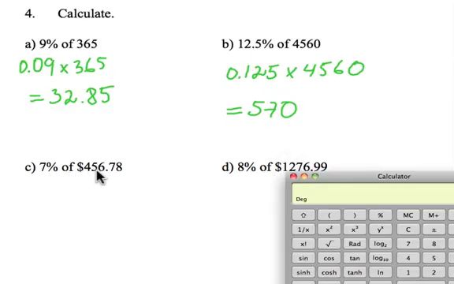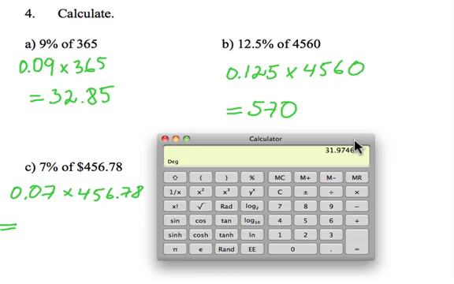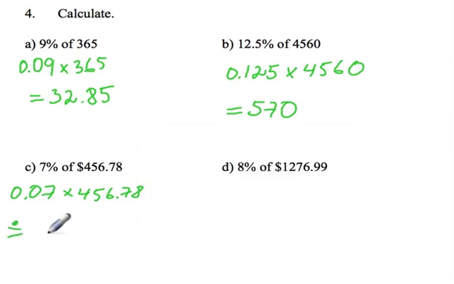7% of $456.78 we can calculate as 0.07 times 456.78 equals, and we get 31.9746. Since we're talking about dollars, we would round to two decimal places because we don't have less than 1 cent. So it's going to be 31.97, and 4 is less than a 5, so it's rounding down. So that equals approximately $31.97.